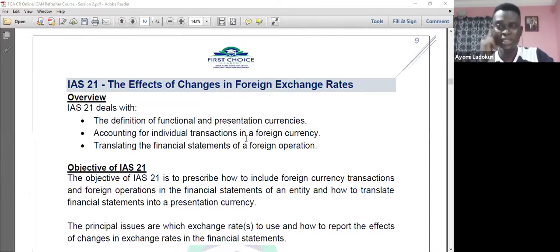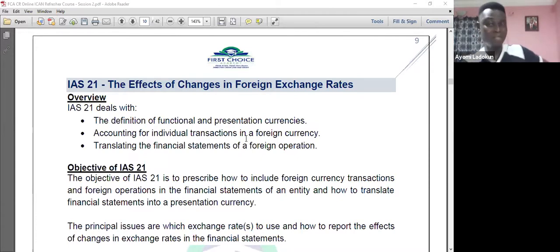So if a company is located in Nigeria, naturally, my national currency is naira, for example. So I decide to buy in dollars or pound sterling or Japanese yen, or I bought from a German supplier which invoiced me in euros. Okay, IAS 21 will apply.